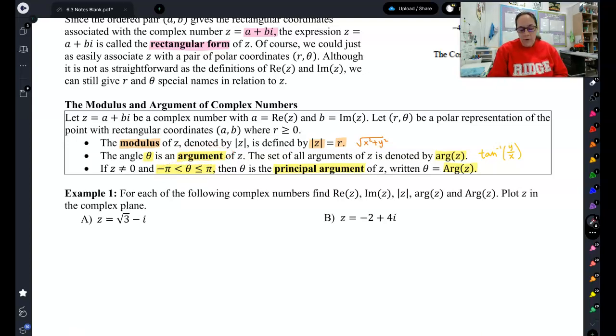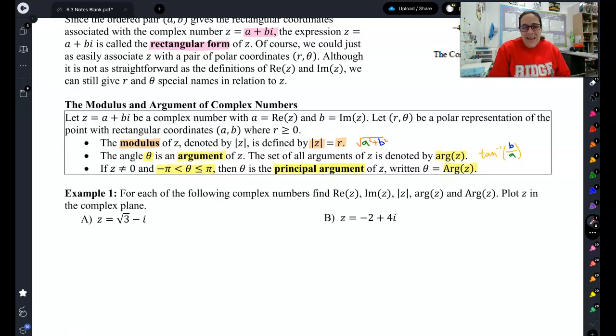Now, one last thing before I go through here. What I'm going to do now is take these 2 definitions, these 2 equations that we've learned in previous lessons, and we're going to change them because we're not dealing with x comma y anymore. We're dealing with a comma b. So I'm going to change the x and the y to a and b. Because now we're talking about the real part and the imaginary part.